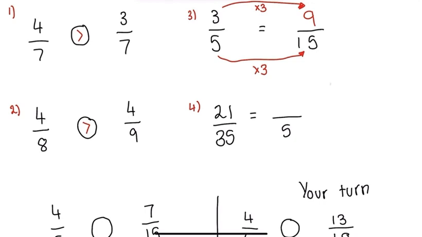Let's have a go at another fraction. Now you can see this time we've got bigger numbers and they're getting smaller. So instead of timesing, I need to think, what would I divide 35 by to get to 5? Well, here, I would just have to divide it by 7. Now remember, whatever we do to the bottom, we have to do to the top. So I'd do 21 divided by 7, which would give me 3. So 21/35 is the same as 3/5.